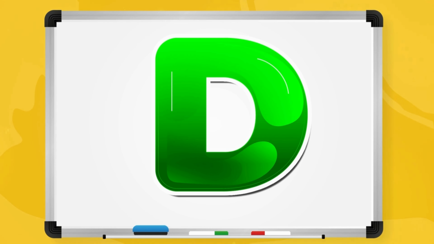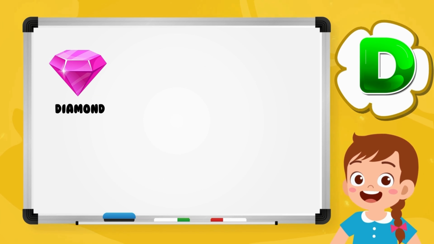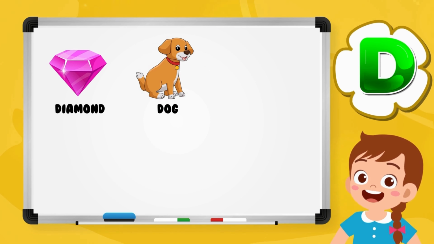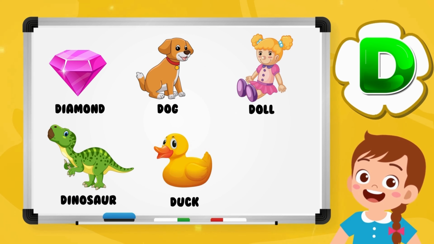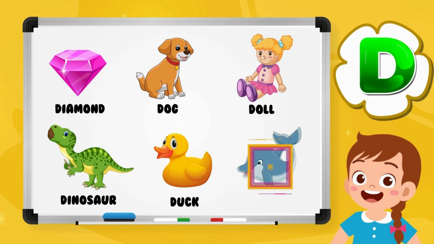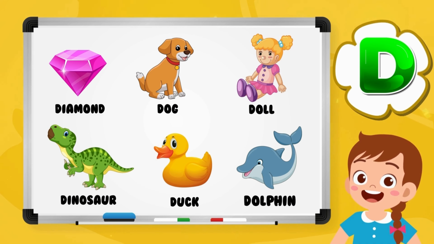D. D is for diamond. D is for dog. D is for doll. D is for dinosaur. D is for duck. D is for dolphin.